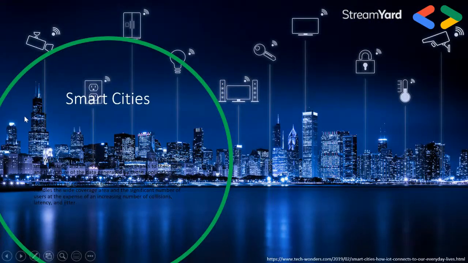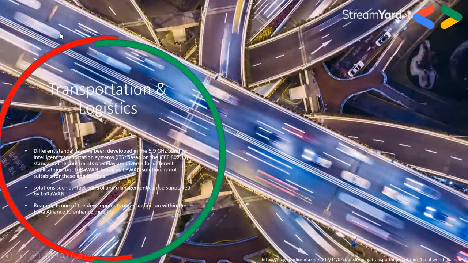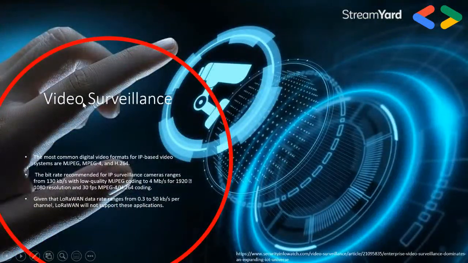Smart cities, again, here I have formatting issues. Smart cities also, okay. Usually the timing constraints within smart cities are not that tight, but here I'm going to remove those videos away because LoRaWAN cannot support video surveillance. The data rate is very high, and even the lowest data rate for video surveillance is higher than the highest data rate LoRaWAN can support. So we can't use LoRaWAN for that.